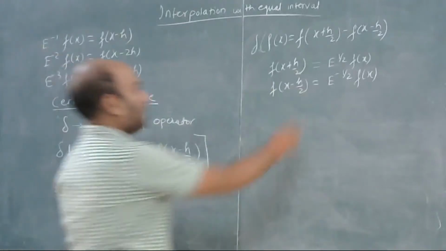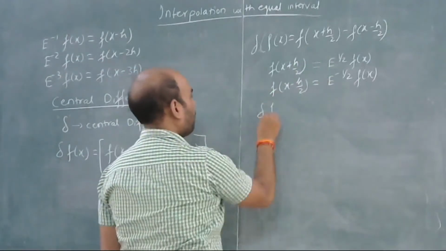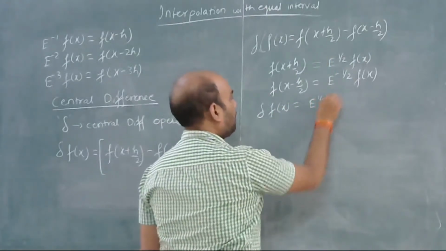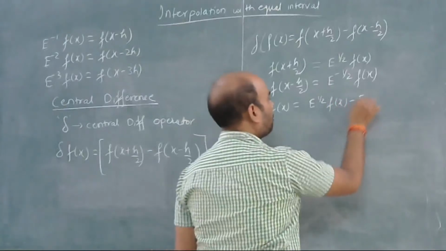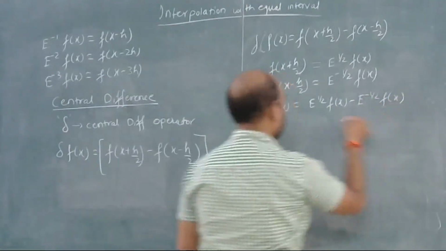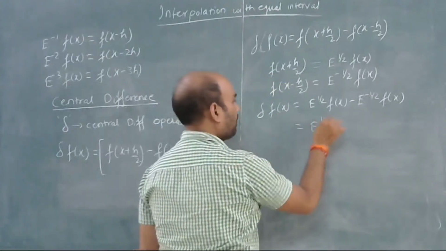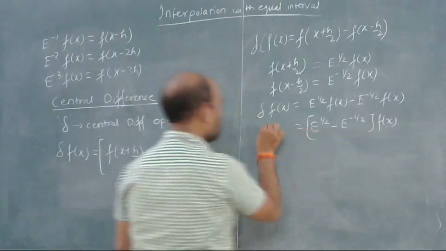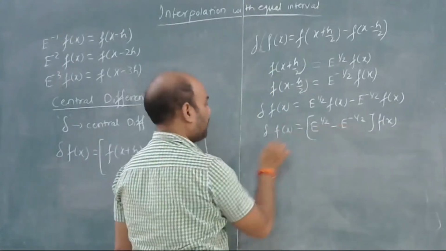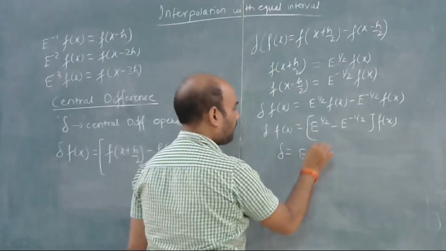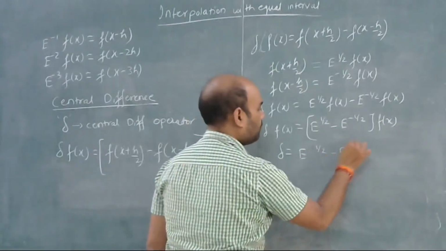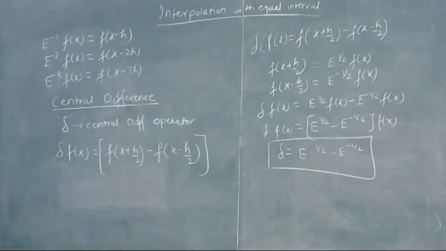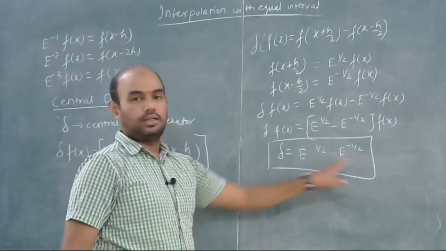Okay, now substitute these values here. So del f of x will be equal to E to the power half f of x minus E to the power minus half f of x. Take f of x common, so this is E to the power half minus E to the power minus half, times f of x. This is del f of x, so f of x will be cancelled out. So del will be equal to E to the power half minus E to the power minus half. So this is the relationship of the central operator with the shift operator E.